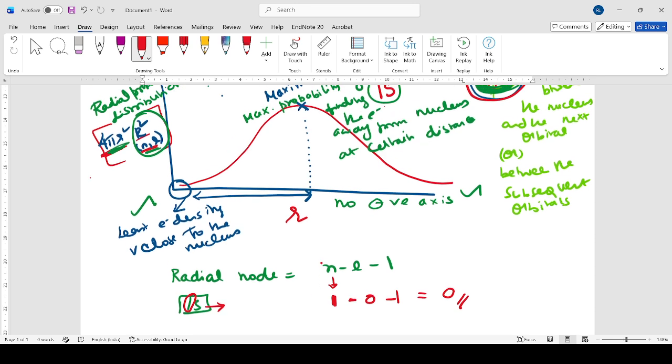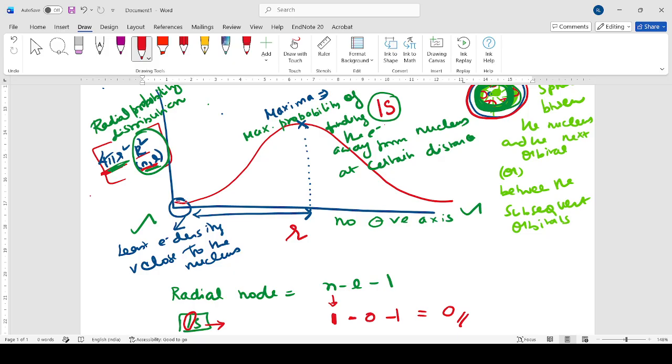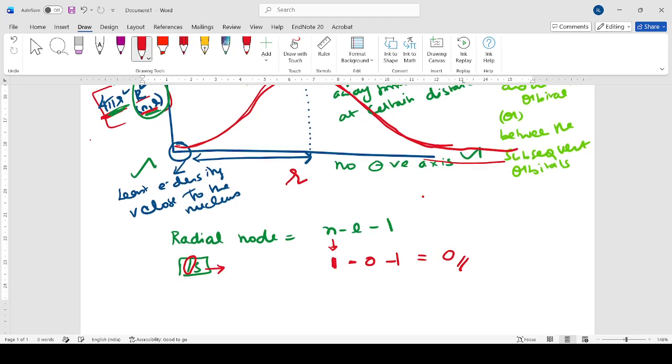Look at this here. Since I started away from the nucleus, you can see I'm having maxima only. And it just goes on. It didn't touch the axis at all. It didn't go and touch the axis like this. Isn't it? Yes, ma'am. So that I'm able to understand from the radial node.